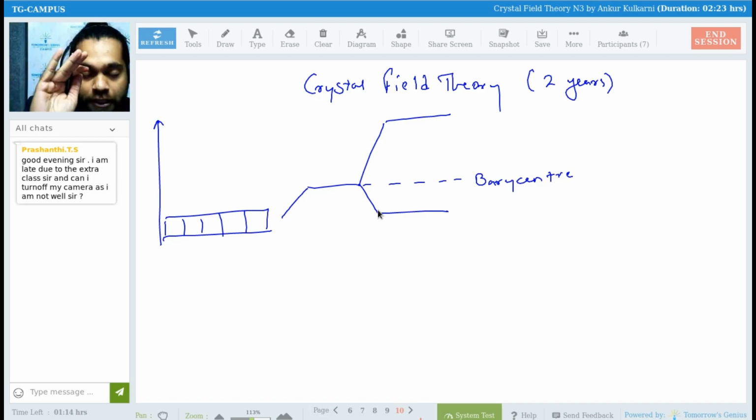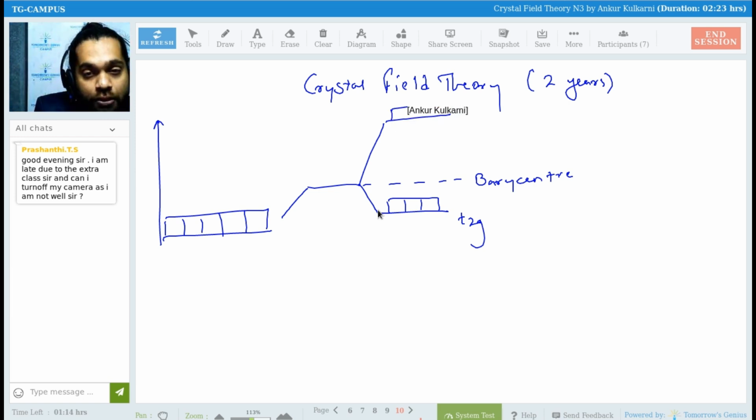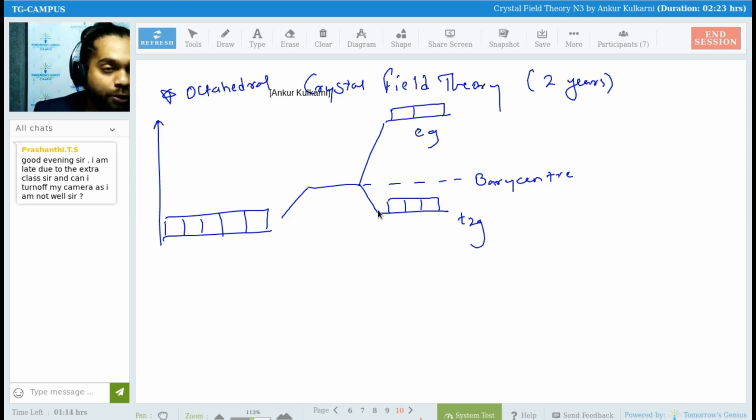How? Three orbitals get stabilized and go down in energy. We call it the T2G orbitals. Remember, T2G, 3 alphabets, 3 orbitals. The 2 orbitals are destabilized, so they go up. This is EG. Remember this: T2G, EG. I'll explain what T2G and EG are. This is what we are doing for octahedral.